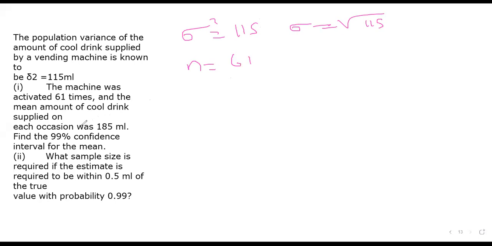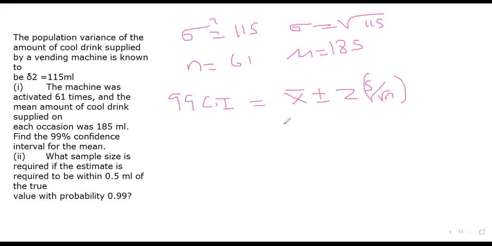On each occasion, the cool drink supplied was 185. So our mean was 185. We're being asked to find a 99% confidence interval for the mean. Who remembers the formula? 2.58. What's the formula? Mean plus or minus z times the standard deviation over the square root of n.